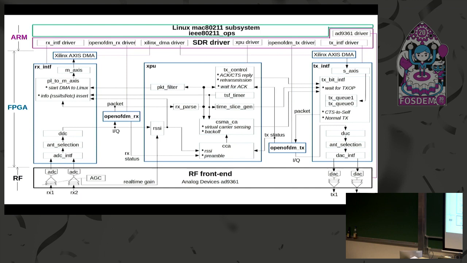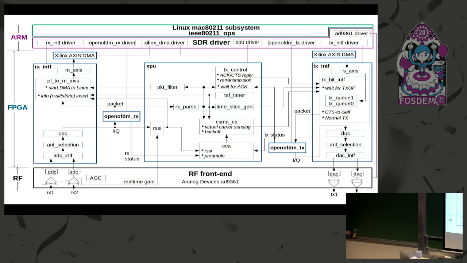And the packet filter also needs this pass result. And you generate the ACK CTS reply in real time, and do retransmission in FPGA, because Linux gives you a packet. Meanwhile, Linux will tell you, for this packet, you should try this MCS for how many times, try that MCS for how many times. FPGA, you need to do that. Linux waits for your result.